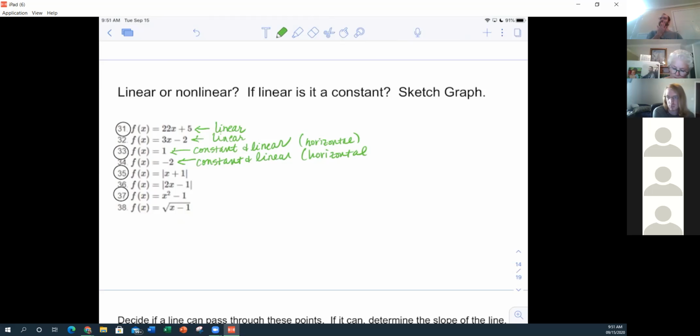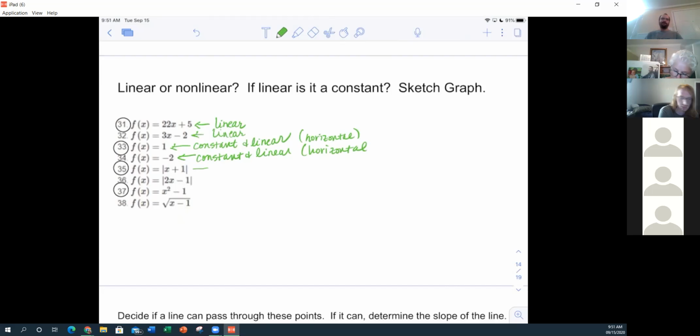All right, so 35, is this linear? No. What does it look like? A V shape because it's an absolute value. That's right. And what about 36? Also not linear. It is also a V shape. And what about 37? Also no.